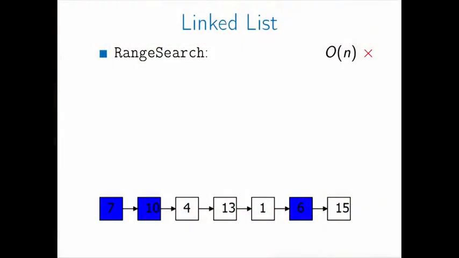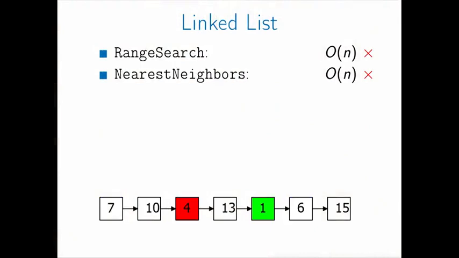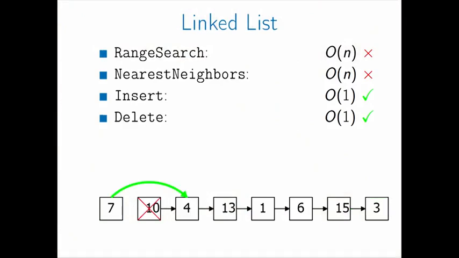The final thing to look at are linked lists. Now, here you can do a range search in O(n) time. You just scan through the list and find everything in the range. Similarly, nearest neighbors are going to be O(n). Of course, with linked lists, insertion and deletions are very fast, O(1), at least if you've got a doubly linked list. These things are very good.